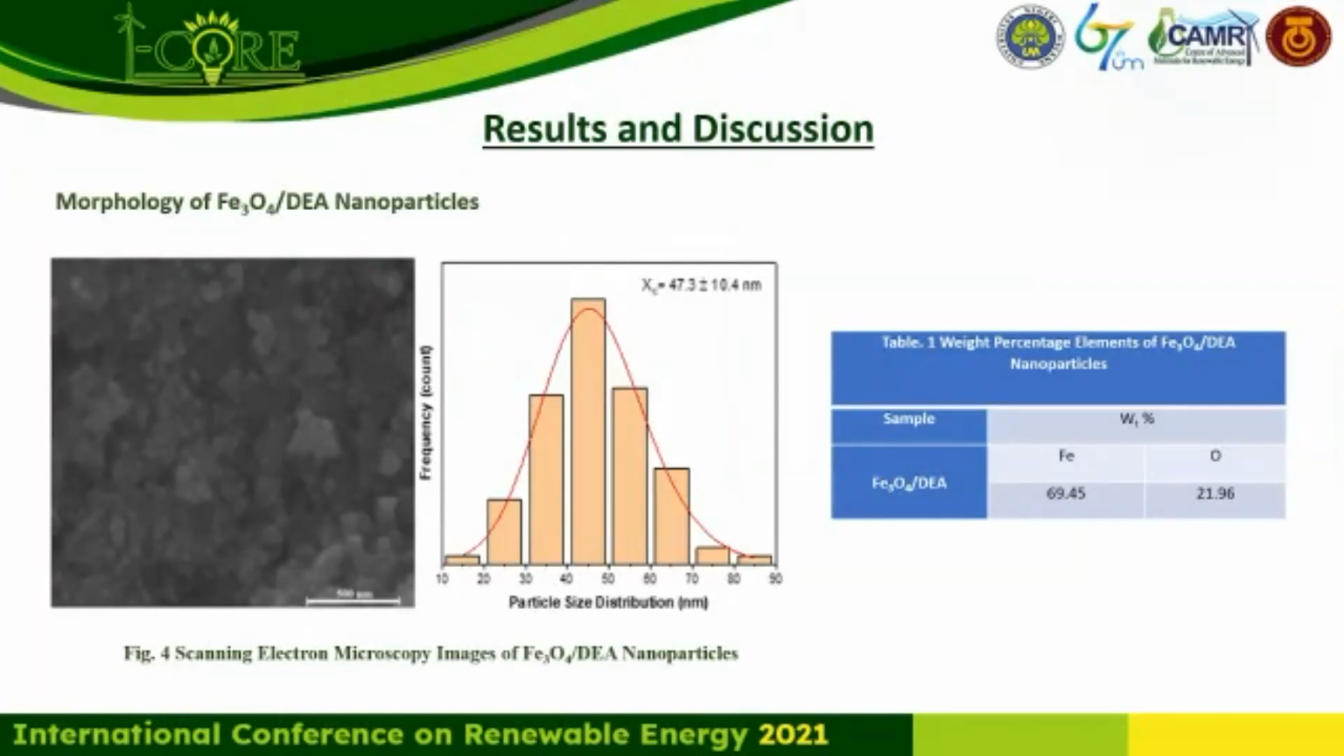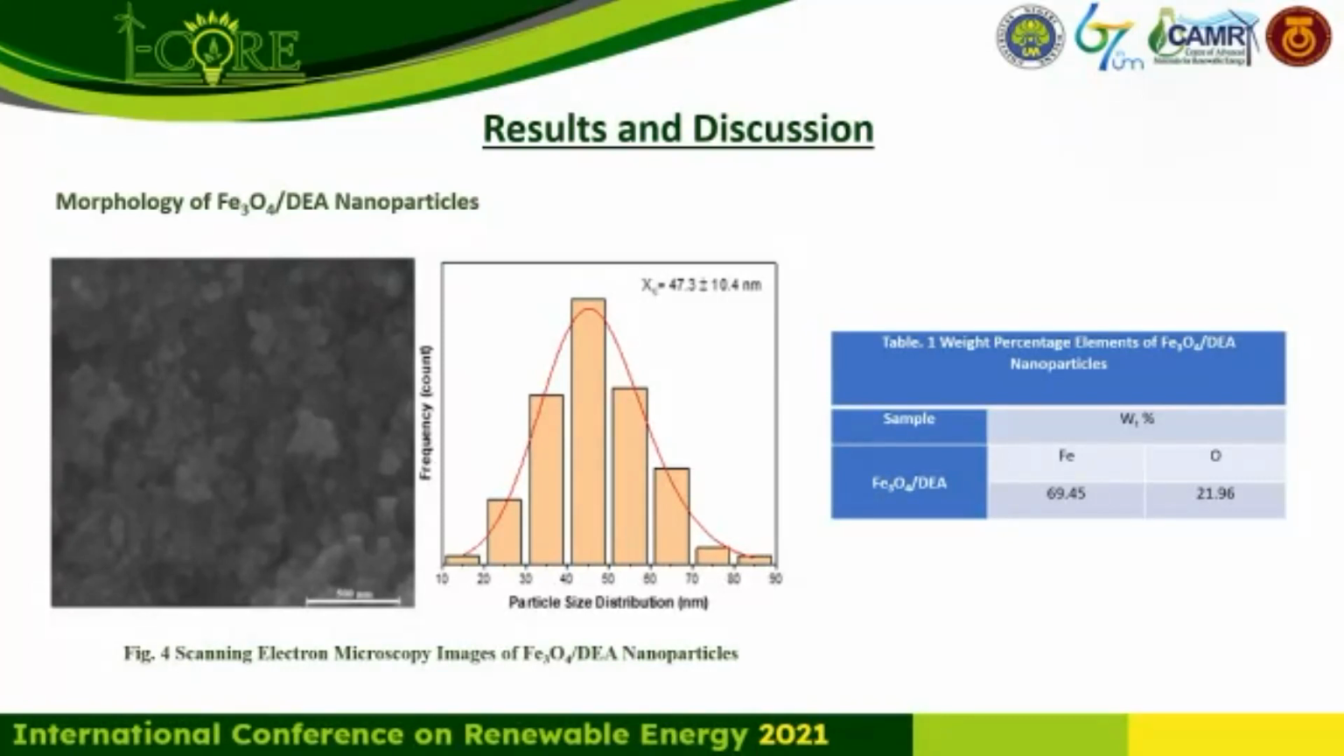Based on the measurements carried out, the particle size distribution values were obtained in the interval from 10 to 90 nanometers with an average particle size of 47.3 nanometers.